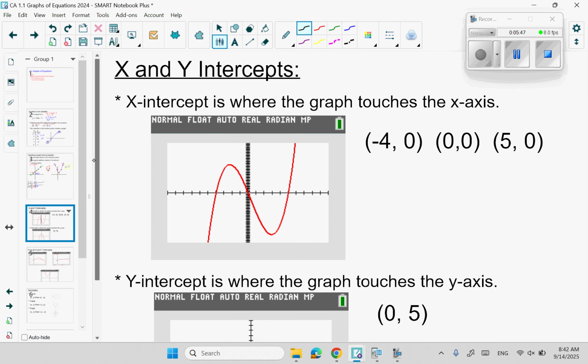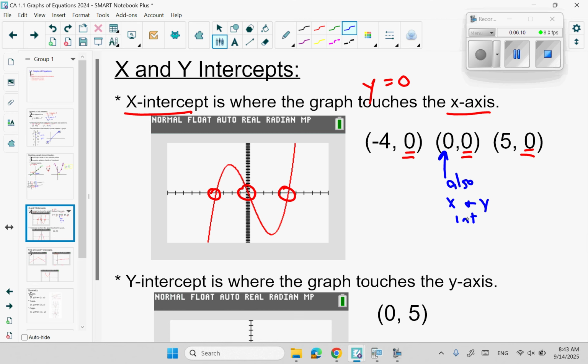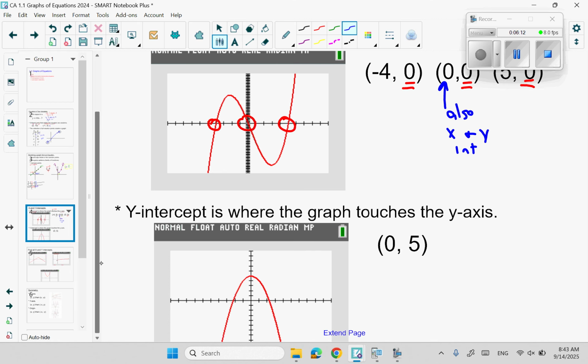Some other important things are x-intercepts. An x-intercept is where it touches the x-axis, and important to remember, the y value is always 0. So that occurs here, here, and here. One thing to note is this is also an x and y intercept because it's at the origin. It gets both. Whereas a y-intercept, that's the y-axis, and the x value is 0, which we see right there and right there.